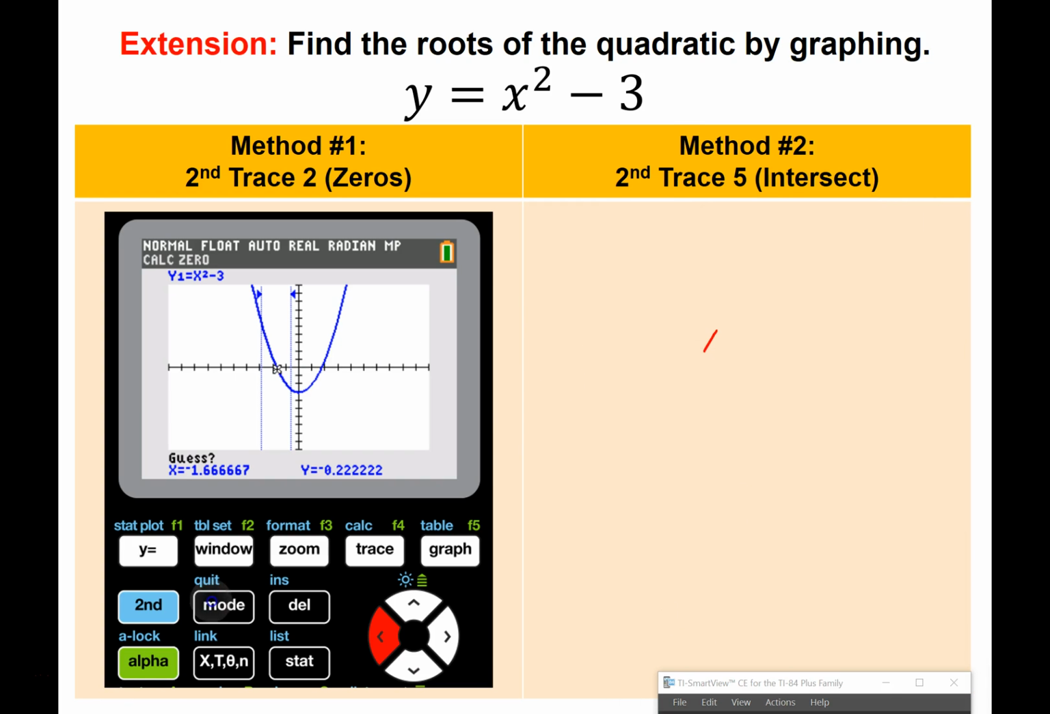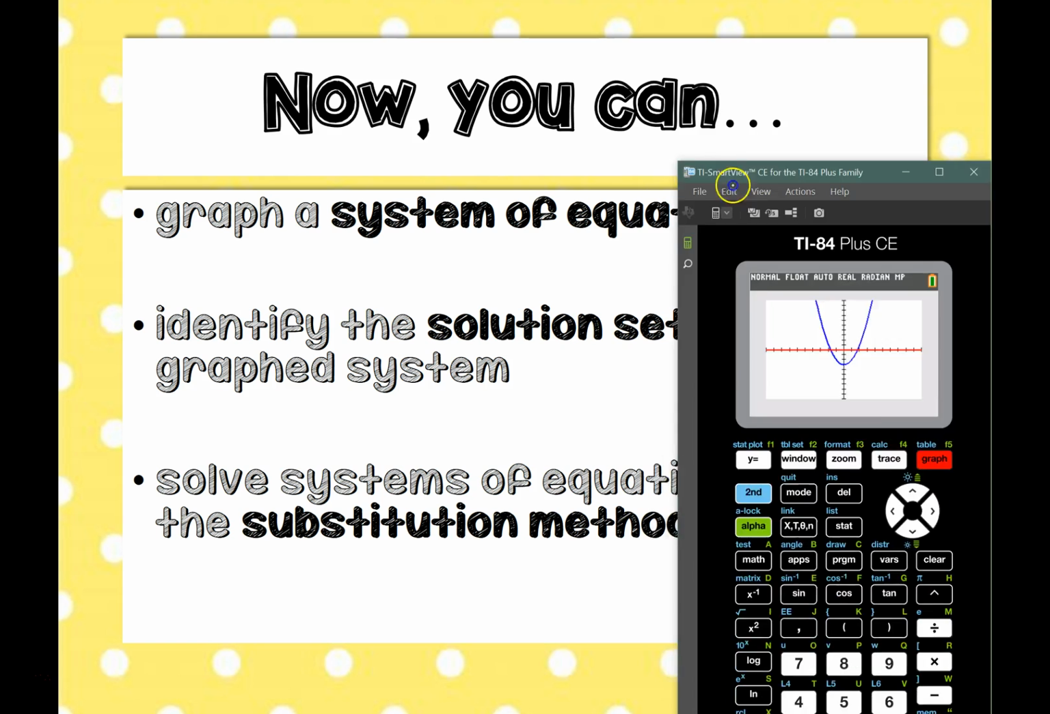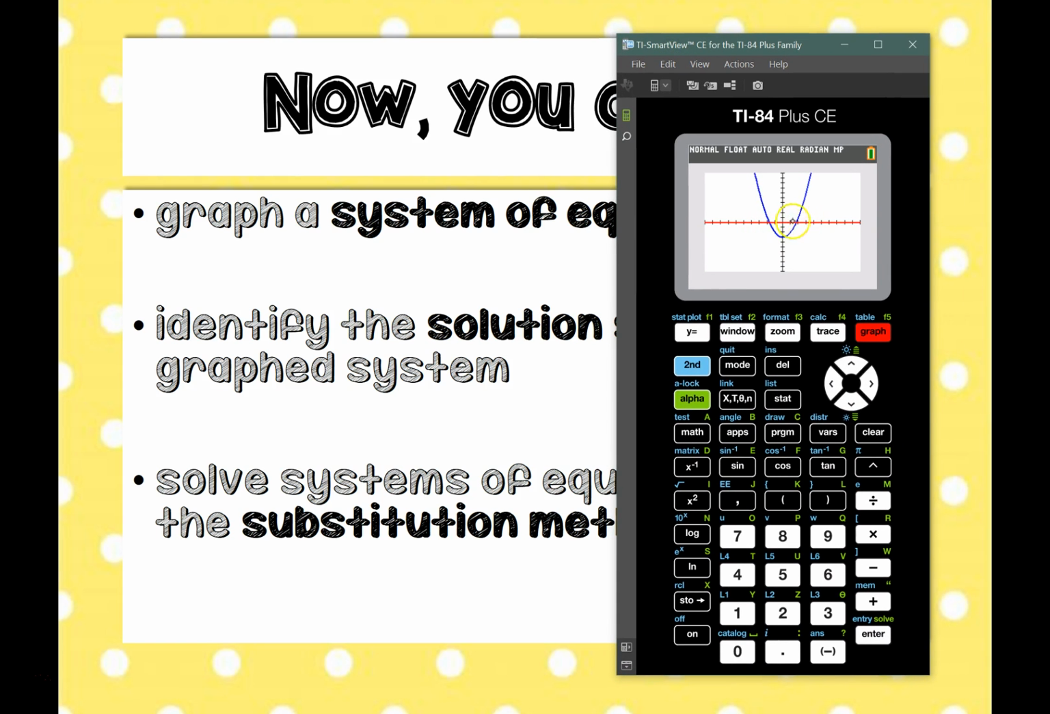Okay, so in this video, you learned how to graph a system of equations by graphing each of the lines, and then identifying the solution set of the graphed system by finding the intersection points. And then you've also solved a system of equations using the substitution method by setting the two equal to one another, simplifying and solving, and then finding the y values of those ordered pairs. Remember, you can always check your work by graphing, and you can always graph in the calculator and find the intersections using the second trace 5 feature as well to find those intersections. So go ahead and try the second Now You Try problem now.